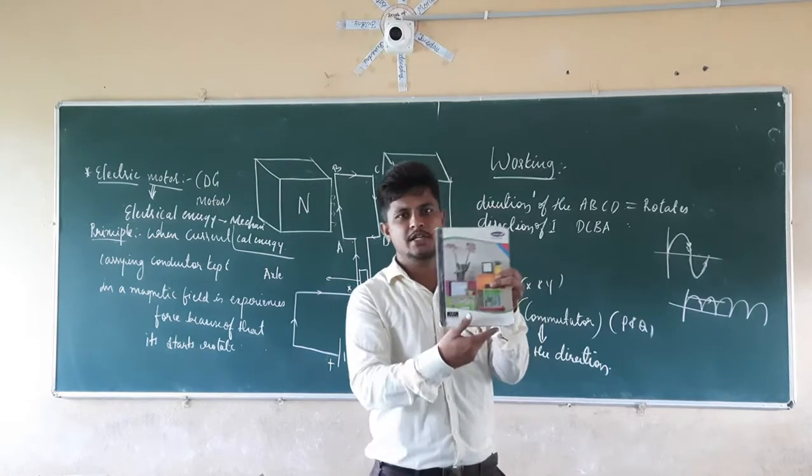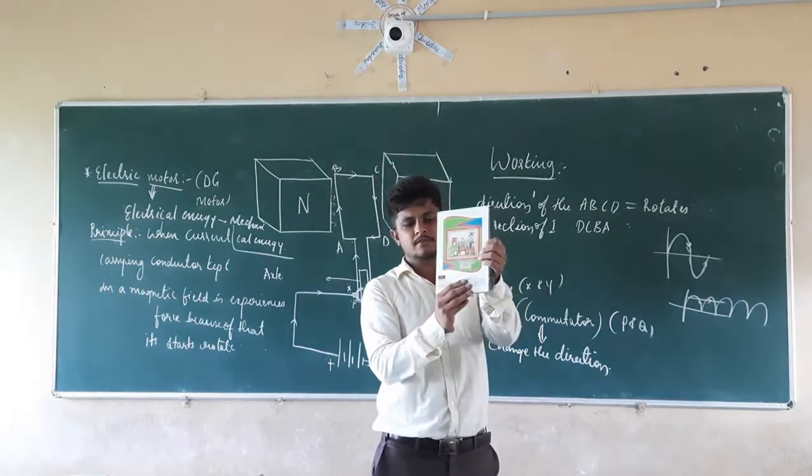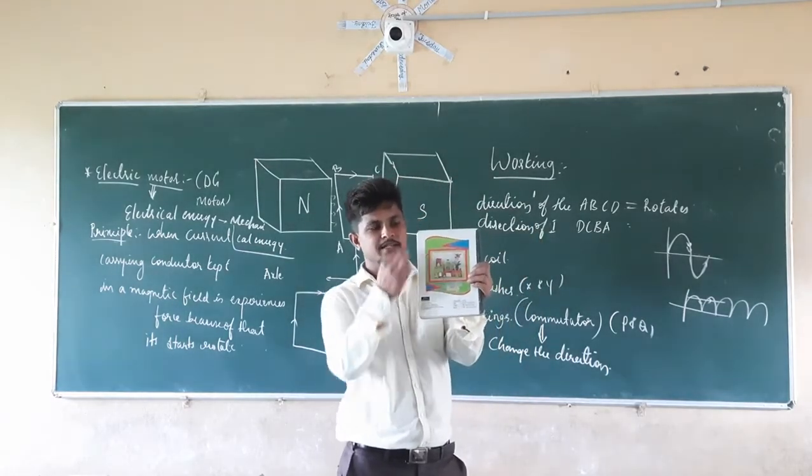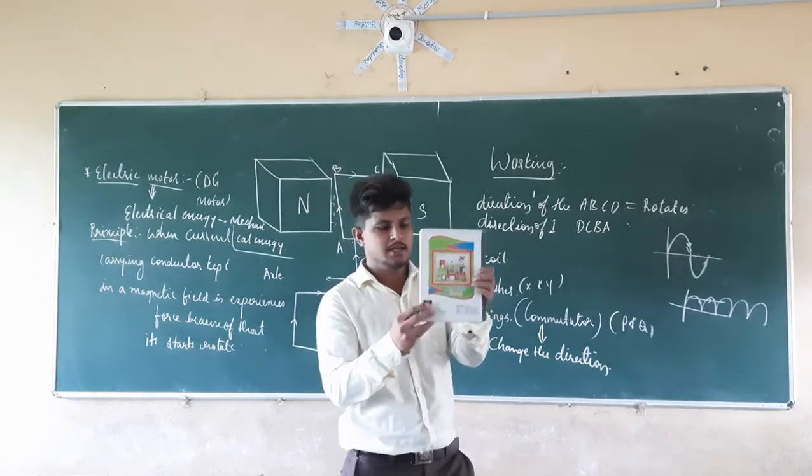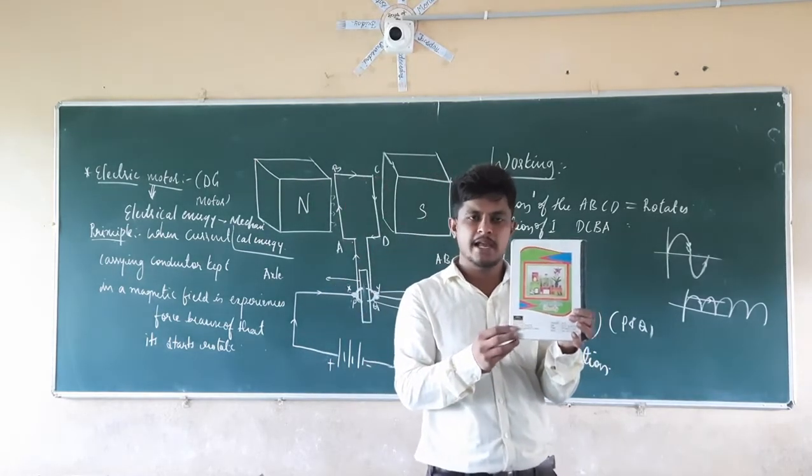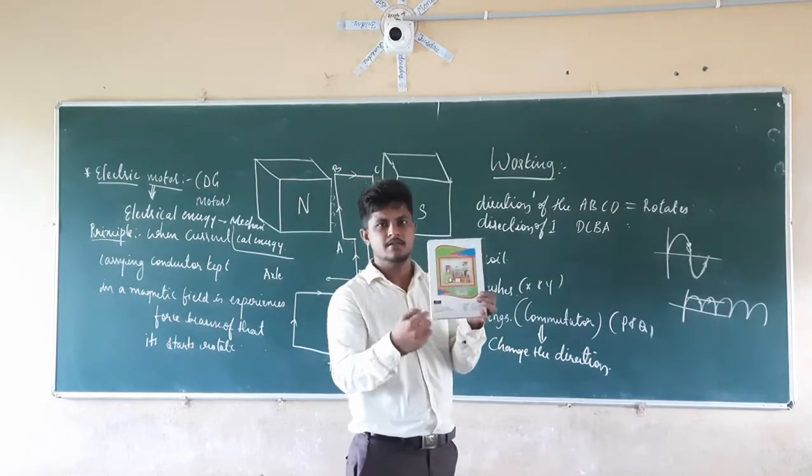So again we get like this. Now what is the direction of the current here? From D, C, B, A. Because of these split rings, the direction of the current is changing. Because of that, we have the direction of the current as D, C, B, A.